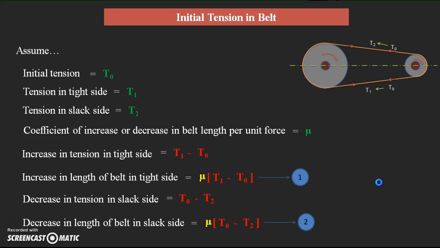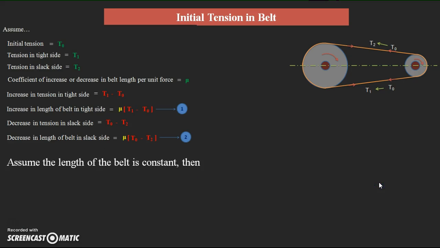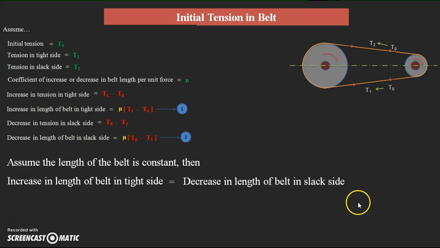Okay, so we go for the next step. What is the condition here? We need to assume the length of the belt is constant. When the length of the belt is constant, even though elongation and compression are taking place, whatever increase takes place will be equal to the decrease. So the increase in the length of the belt in the tight side is equal to the decrease in the length of the belt in the slack side.